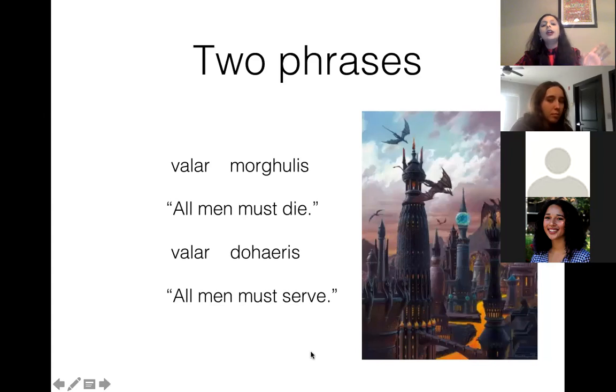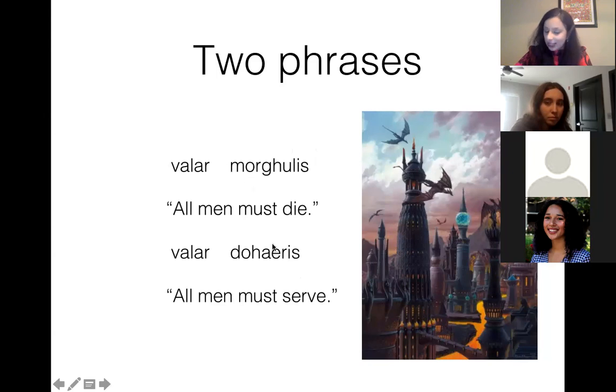So here are two phrases in Valyrian, Valar Morgulis and Valar Doheres. You can obviously see that there are a lot of similarities between the two phrases, right? Valar is the same, and the suffixation at the end is the same. The only difference between the two is Morgul and Doher, right?